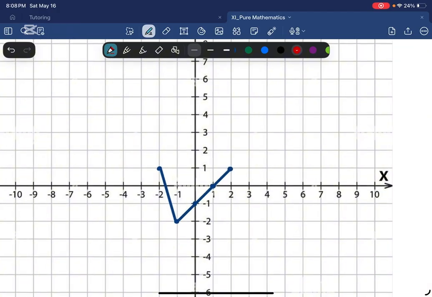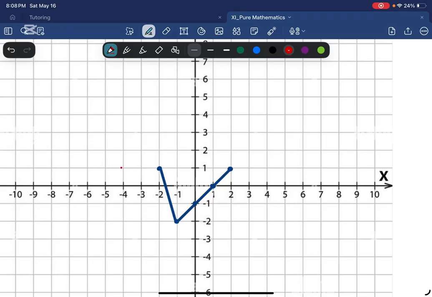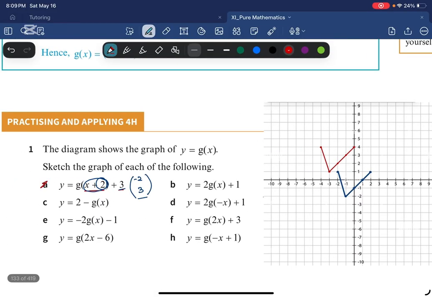And let's look at that. So -2 means take your x coordinate, move 2 units to the left. +2 would be this direction. So 2 units to the left, 3 units up. I have 5 points, and every point on the graph moves 2 units to the left and 3 units up. And I can join my points together. The shape of the graph is not going to change. So that is the solution for A.